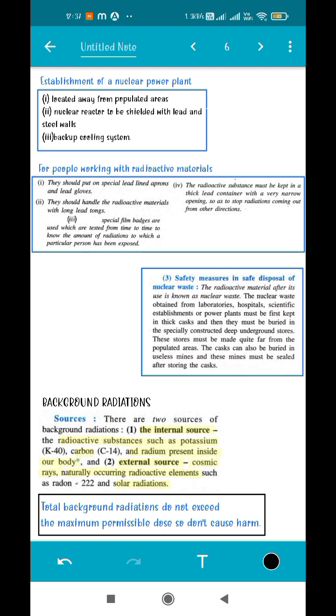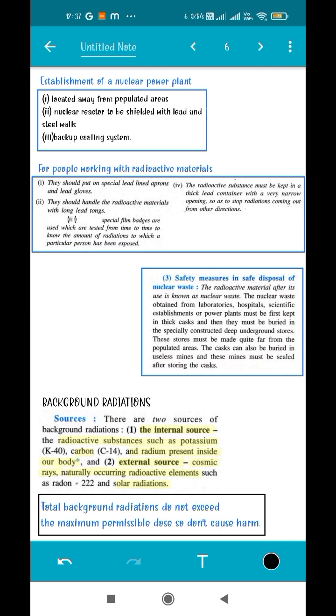Now, people who work in those radioactive power plants, who are handling radioactive substances, should always wear lead-lined aprons. The aprons which they wear should contain lead, and also while handling those substances they should use lead gloves. Like I told you, lead does not allow the radiation to escape or move in. Also, whenever they are handling the radioactive materials, they should not touch them directly. They should do it with tongs made of lead.